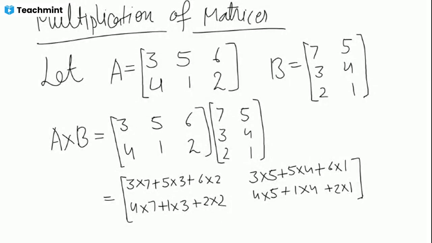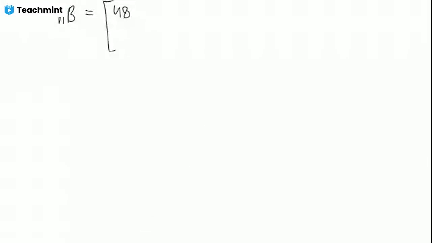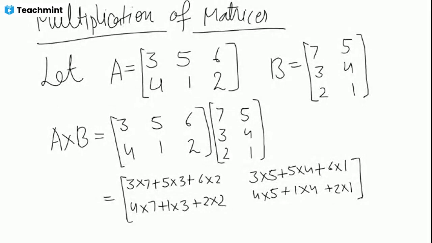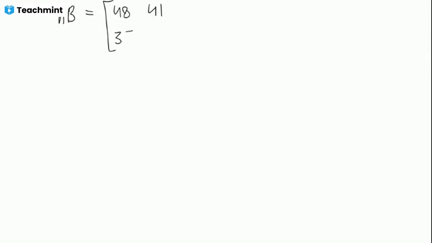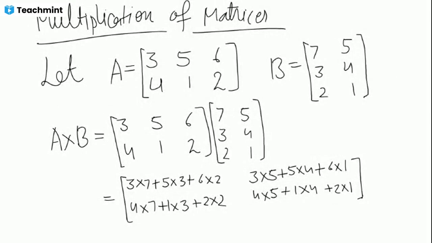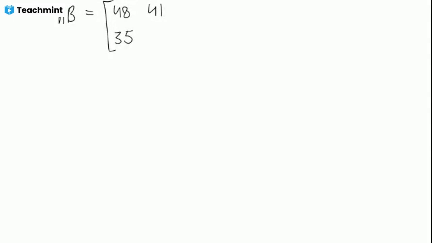Next, 3 into 5 plus 5 into 4 plus 6 into 1. So we have 41. Right, 41. 4 into 7 plus 3 plus 4. So we have 35. Correct. Next is 26. Yes, 26. So if I multiply a 2 by 3 and a 3 by 2 matrix, I get 2 by 2.